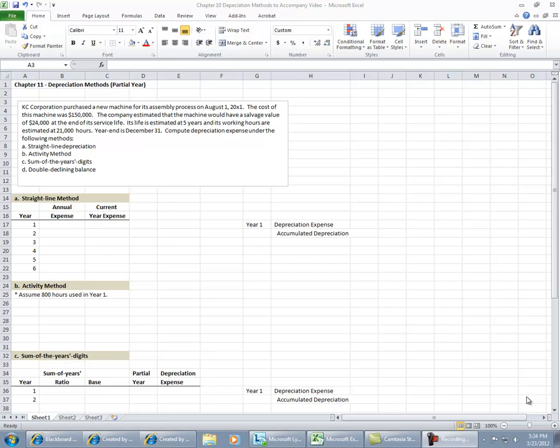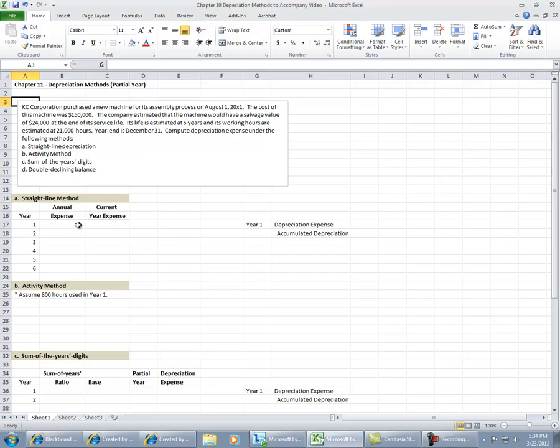In Chapter 11, we're going to look at 4 different depreciation methods, and we're going to apply those methods to one particular machine. The machine had a cost of $150,000, has a salvage value of $24,000, and the first year is a partial year because we purchased it on August 1st. We're going to first look at straight line depreciation.